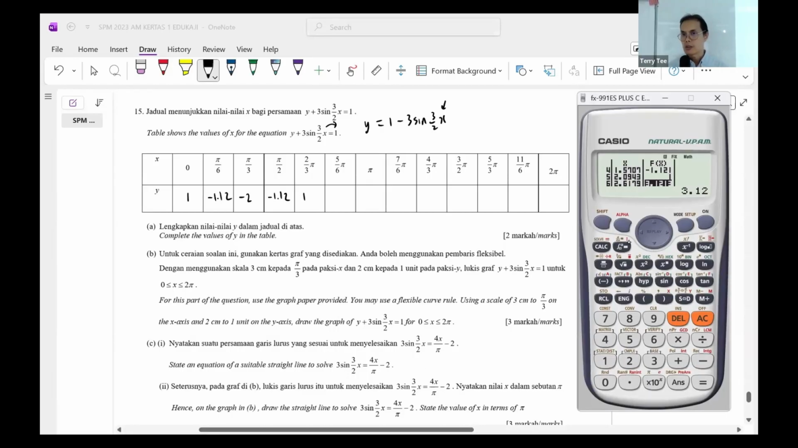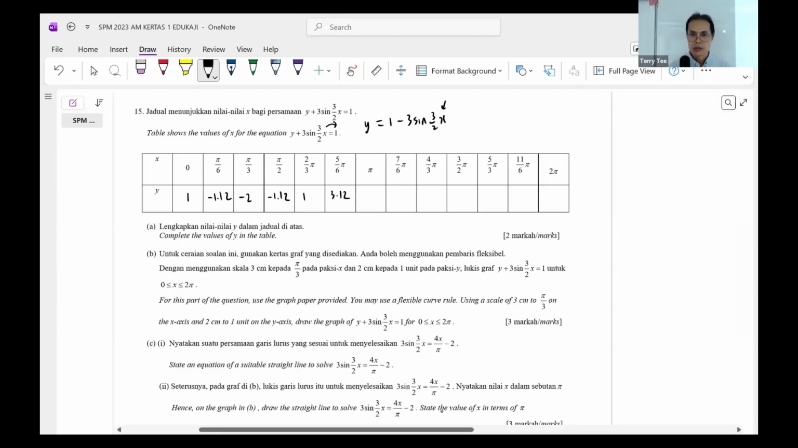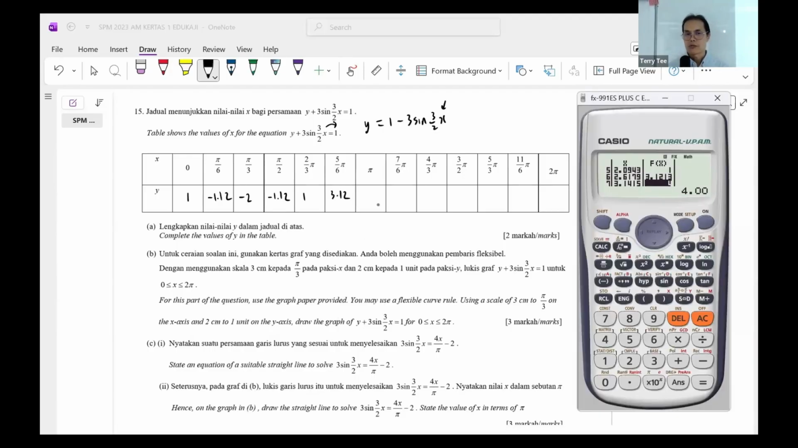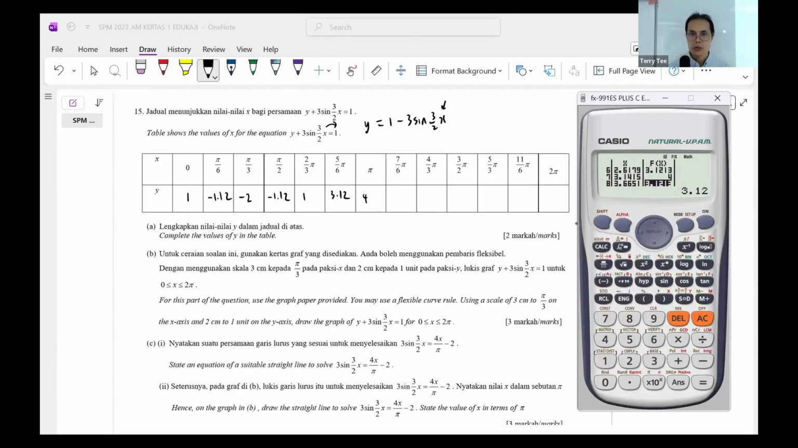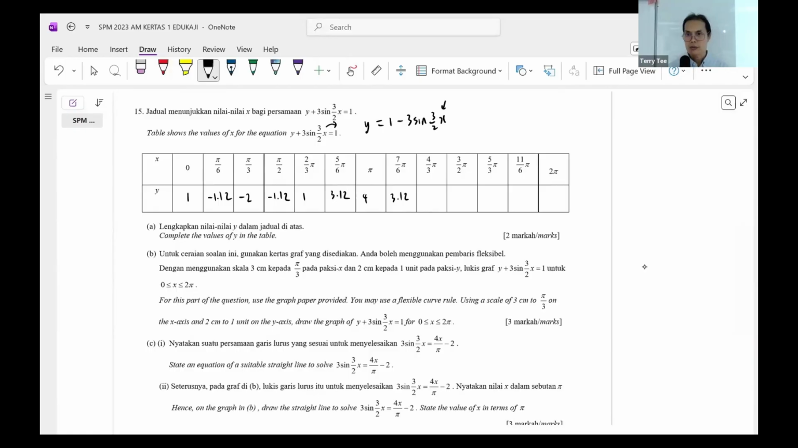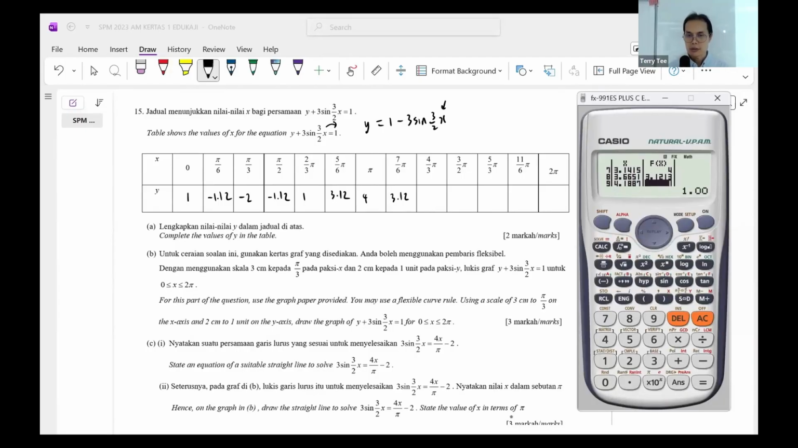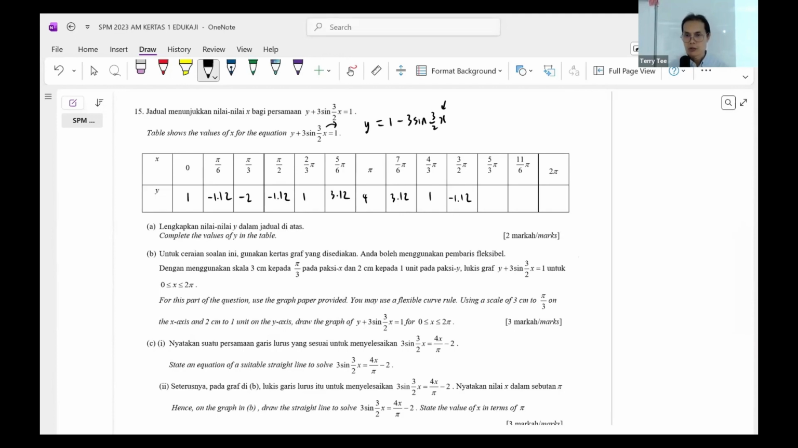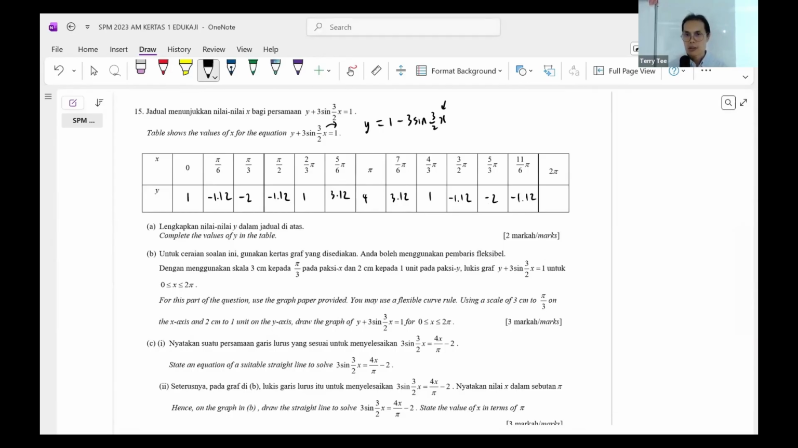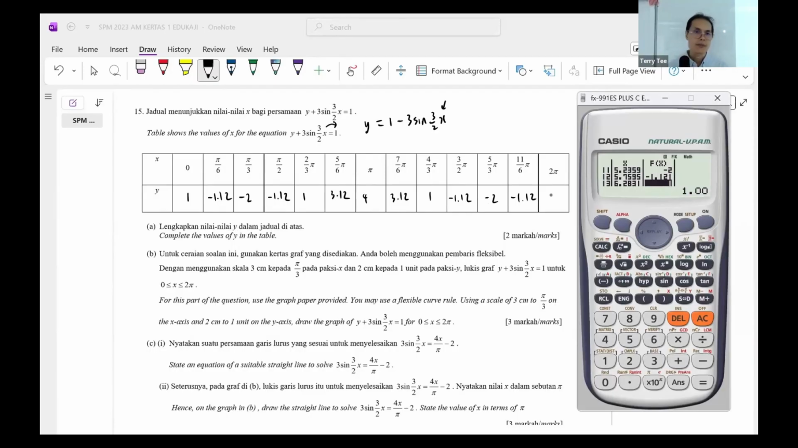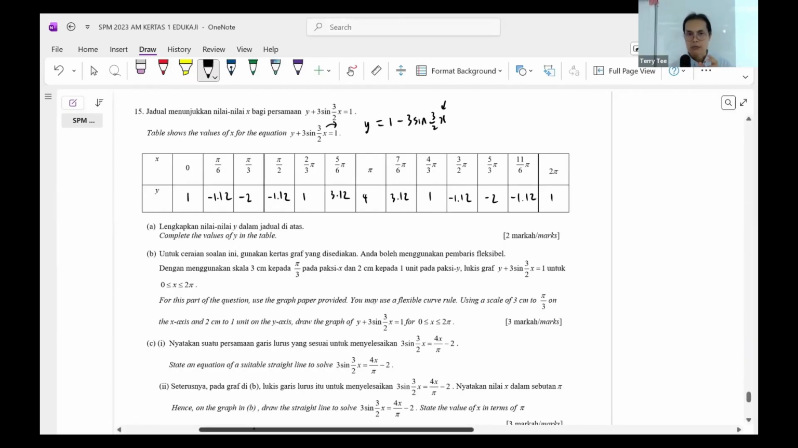Next one will be 3.12. Next one will be 4, 4.00. Next one will be 3.12 again. Next one will be 1, followed by negative 1.12, followed by negative 2, followed by negative 1.12. Lastly is 1. Okay, so now that you got all this, we're going to plot this on a graph paper.